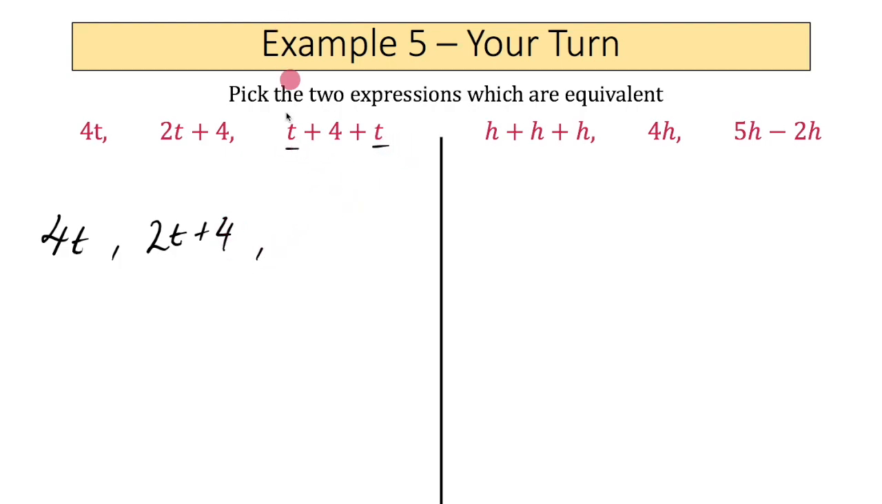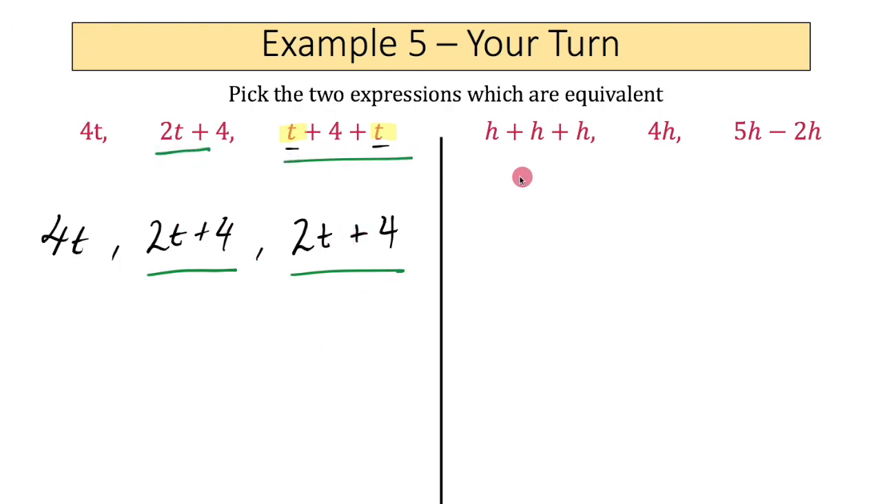Well, these are like terms. These and this are like terms. And remember that there's an invisible 1 in front of both of them. So 1 plus 1 is 2. So I'm going to get 2t plus 4. Now, it's quite clear that this is the same as this. So therefore, this and this are equivalent expressions.